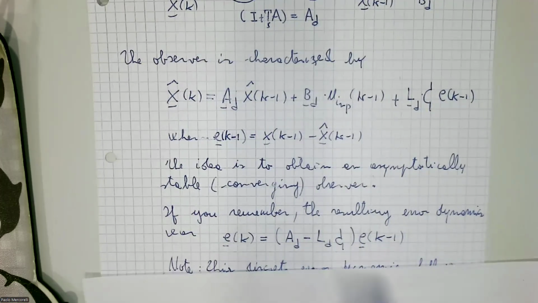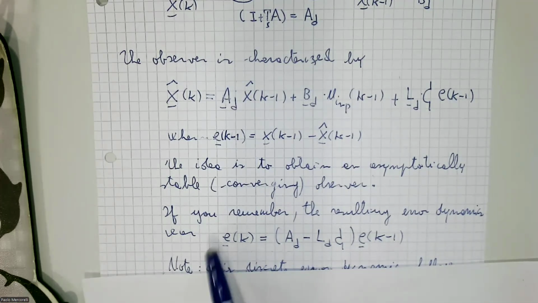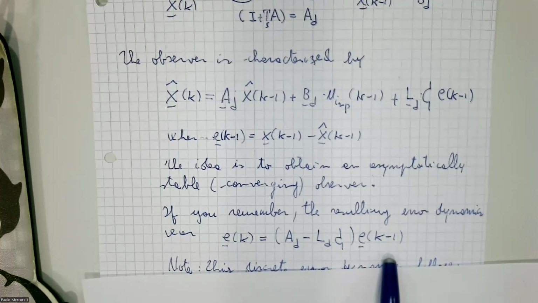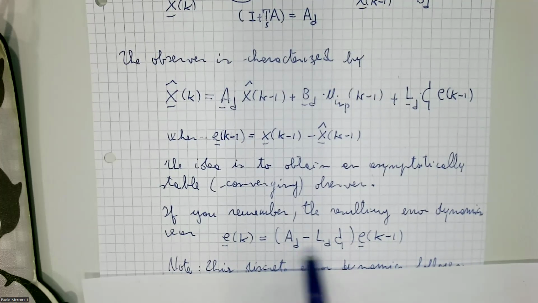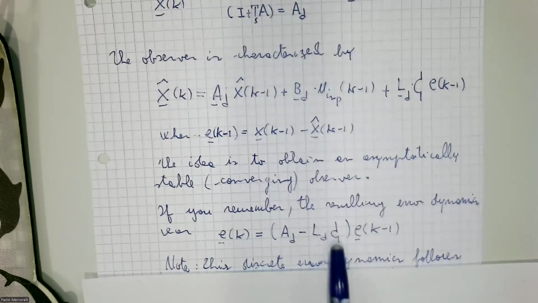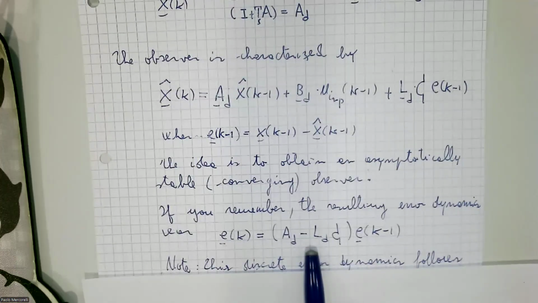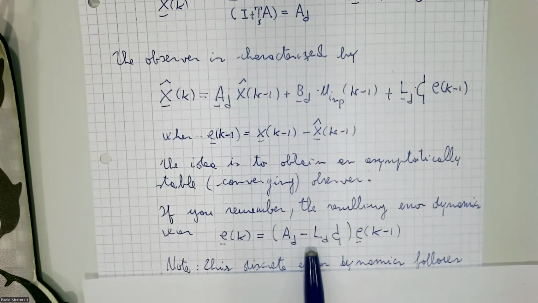Now the question is where this comes from. How can we justify that we have this expression for A of k, or A of k minus 1, which we can see depends on AD, LD, and C? C is our row matrix 1, 0. Here is the column matrix, which consists of two elements, L11 and L21, to be calculated such that the eigenvalues of this matrix are inside the unit circle.